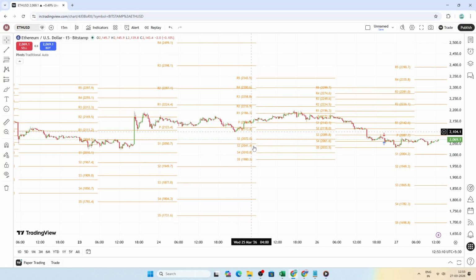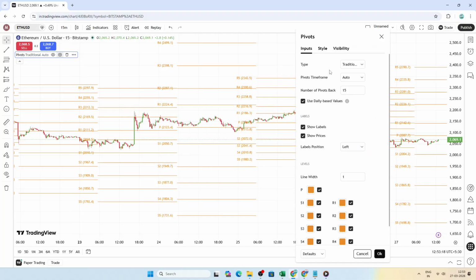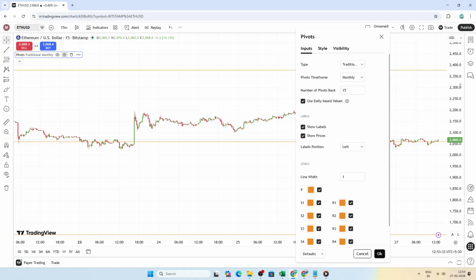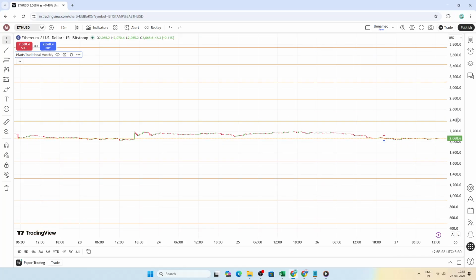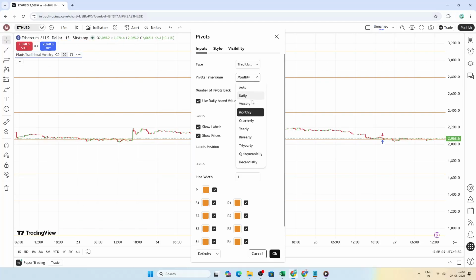To make these lines fit the way you trade, open the Pivot Point Standard settings. Start with the time frame used for the calculations. By default, it's set to daily, which works well for intraday charts. If you prefer a broader view, switch it to weekly or monthly. Weekly pivots can be helpful for swing trades, and monthly pivots are great for big picture context on higher time frames. Remember, this setting controls how the levels are derived, not the chart timeframe you are viewing.